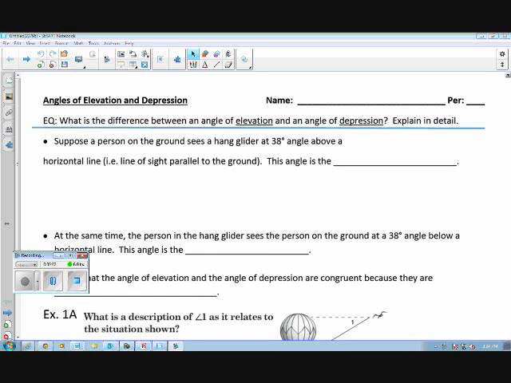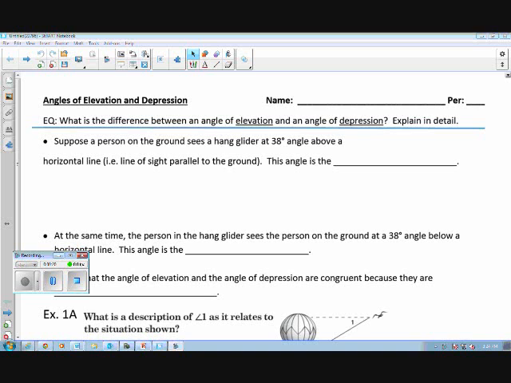This video is for Secondary Math 2. In order to do this video, I would appreciate it if you haven't already, please pause and pass out the pink worksheet titled what you see on the screen here.